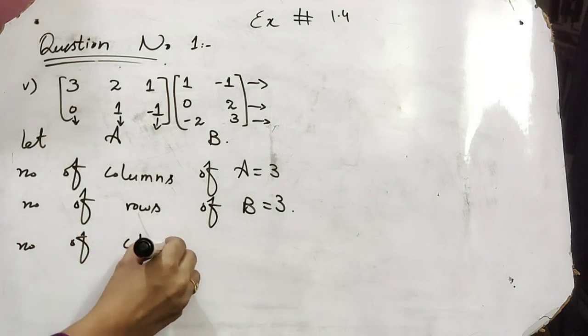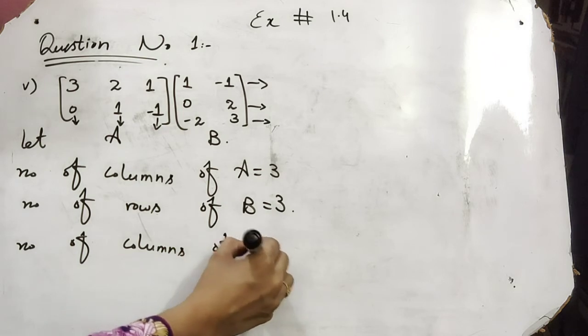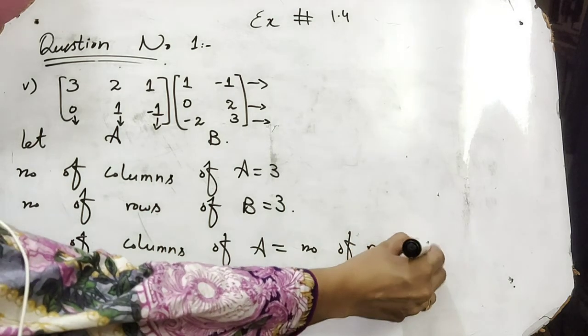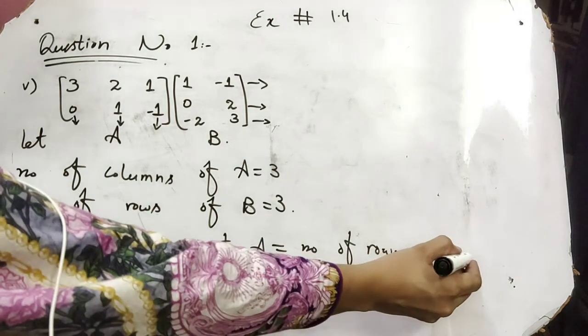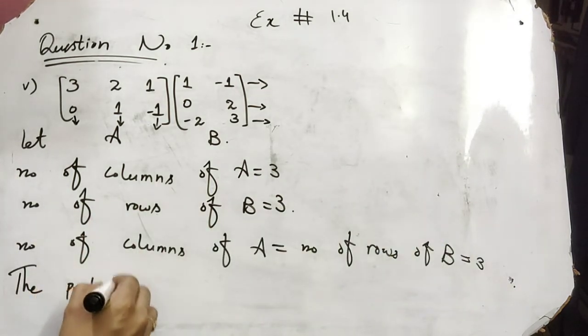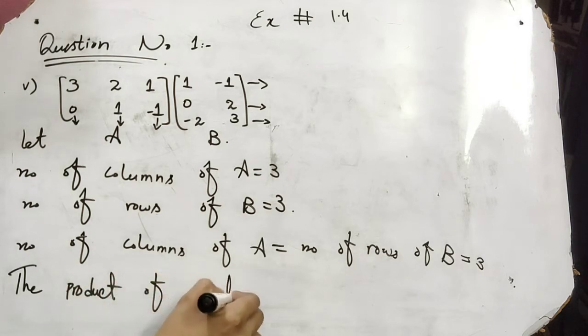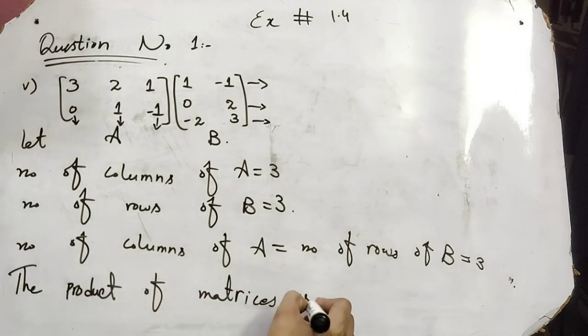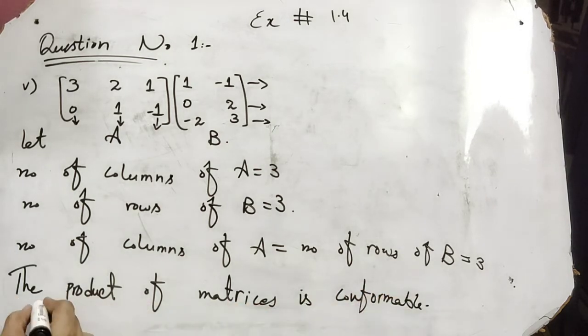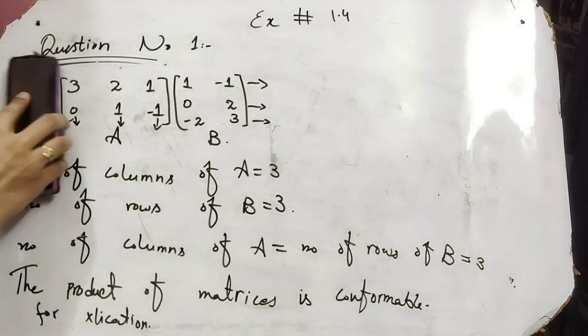So the number of columns of A is equal to the number of rows of B, which is equal to 3. So we can say that the product of matrices is conformable for multiplication. Question number 1 is complete.